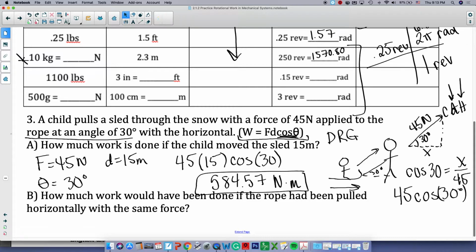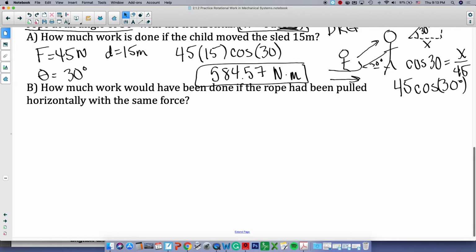So then the question is, how much work would have been done if the sled had been pulled just horizontally, so straight horizontally? So you've got your kid like this, and maybe there's a hill or something that the sled's on, and he's pulling it straight horizontal. That's not the best model, but just straight like that. Or maybe he's sitting on the ground pulling it. So there will be no cosine there.